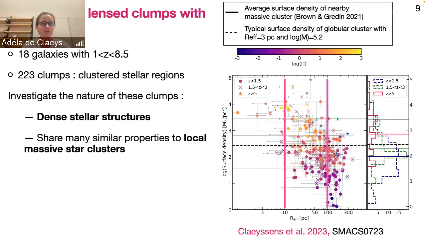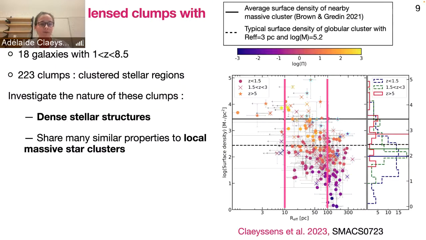So we used this first sample to investigate the nature of these clumps. I show here on the right a plot of size versus surface density of the 223 clumps we extracted from 18 galaxies. And we detect clumps from a few parsecs to 300 parsecs in size, and very high densities.